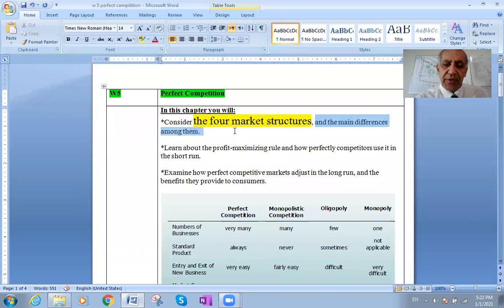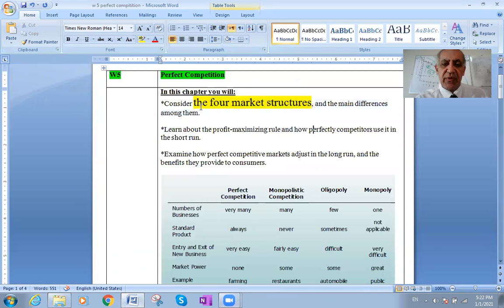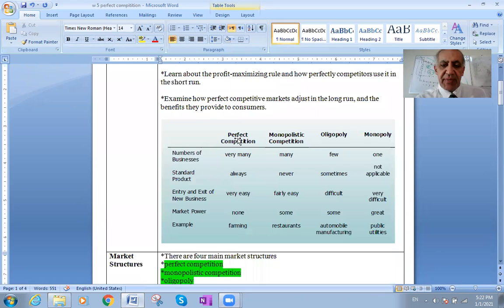Okay. So now let's see. As you know, there are four market structures. The first one is perfect competition. The second one is monopolistic competition. The third one is oligopoly. And the fourth is monopoly. Okay, what are the differences between them?